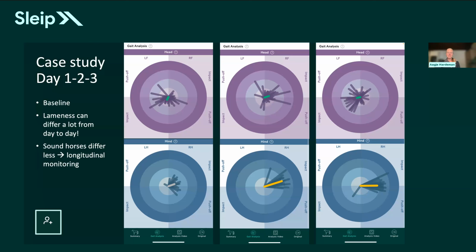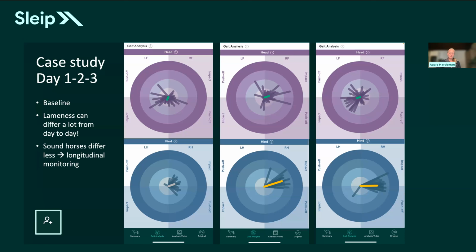So don't use your baseline from yesterday, or even worse, the day before yesterday, when you want to start blocking the horse. This effect is actually also true for sound horses. They also show a bit of variation between days and within a day, but it's way less than what we see in most lame horses.